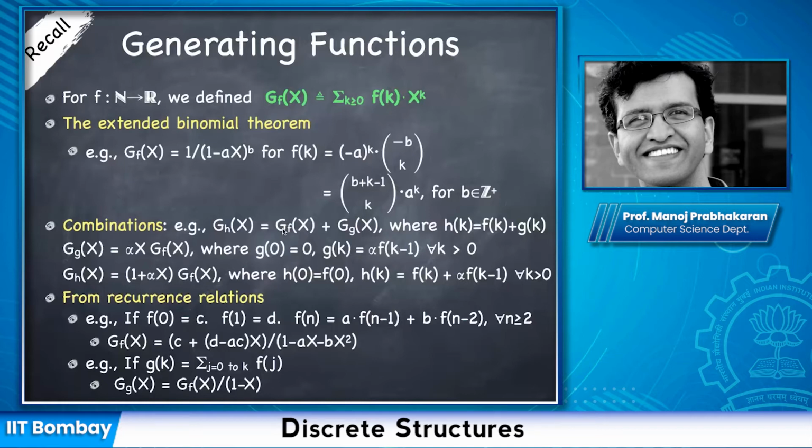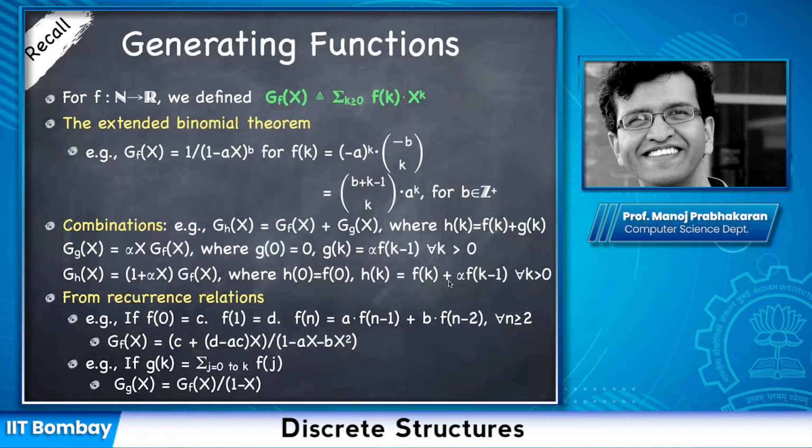You could also then combine these two. For instance, you can define a generating function of f times 1 plus alpha x as a generating function of h, where h_k is simply f_k plus g_k, where g_k is alpha times f_(k-1). Right. So once you have a few generating functions, you can put them together to build generating functions for other sequences.